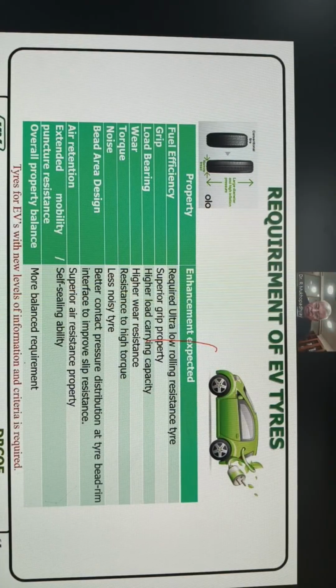For the EV tire, you require ultra low rolling resistance, superior grip, higher load carrying capacity for battery weight, high wear resistance, and resistance to high torque, less noise, better contact pressure distribution, self-sealing ability, and so on. You might have seen that the EV tire will have a higher rolling diameter. For low rolling resistance, a high rolling diameter will be much better.